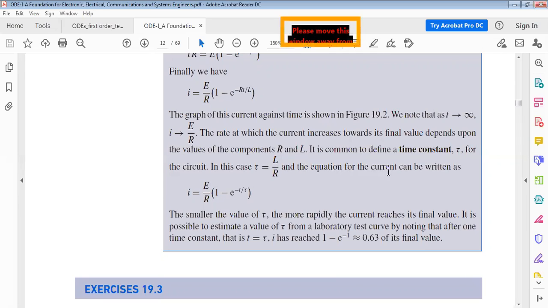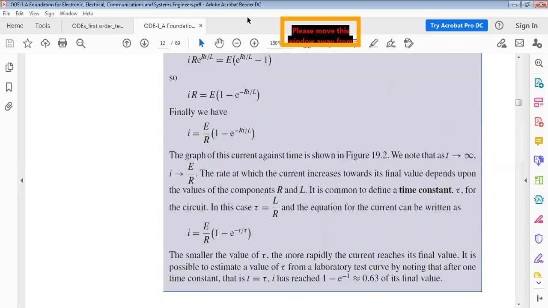The equation of the current can be written as this. The smaller the value of tau, the more rapidly the current reaches its final value. In a laboratory test, we note that after one time constant, that is, if t equals tau, I has reached e to the power minus 1, that is 0.63 of its final value. This is the final and highest value of I, using t equals tau.